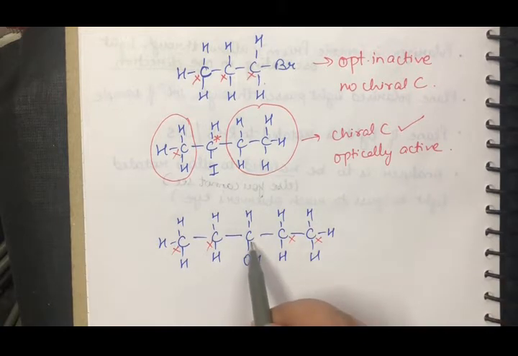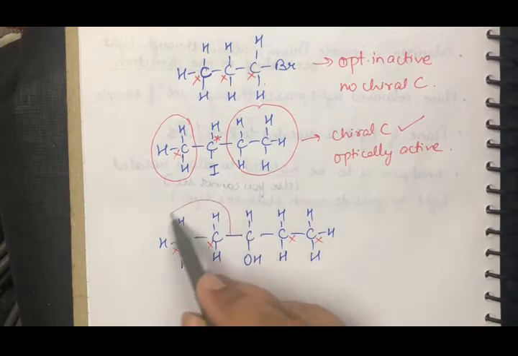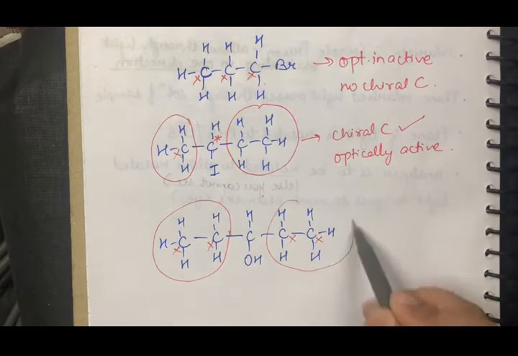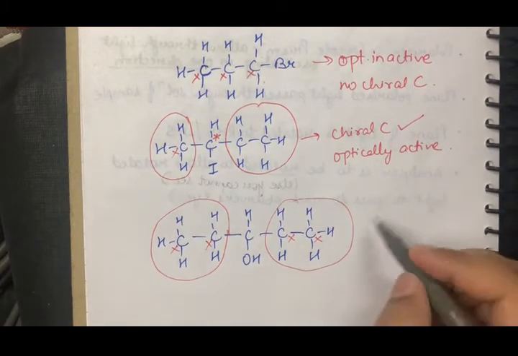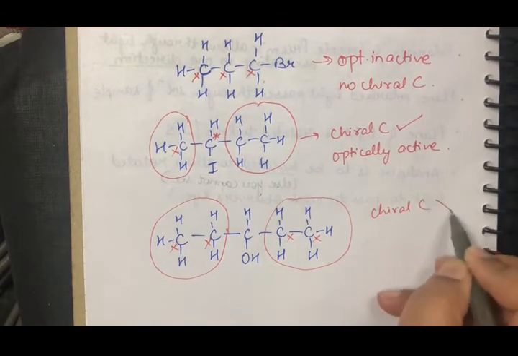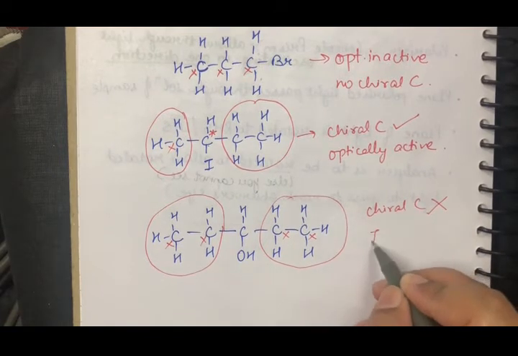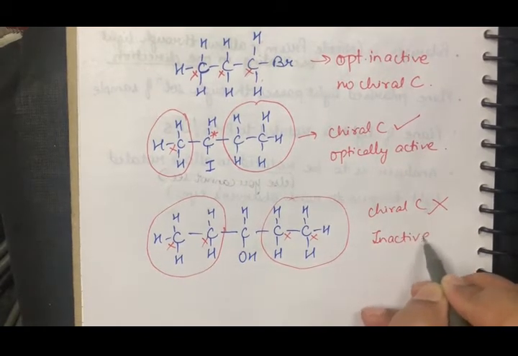So now I have to look for this. Now this carbon has 1 OH, 2 H, 1 H. So 2 substituents are different. On one side there is an ethyl group, on the other side also there is an ethyl group. So is there a chiral carbon? No. So is it optically active? No, it is optically inactive, right?